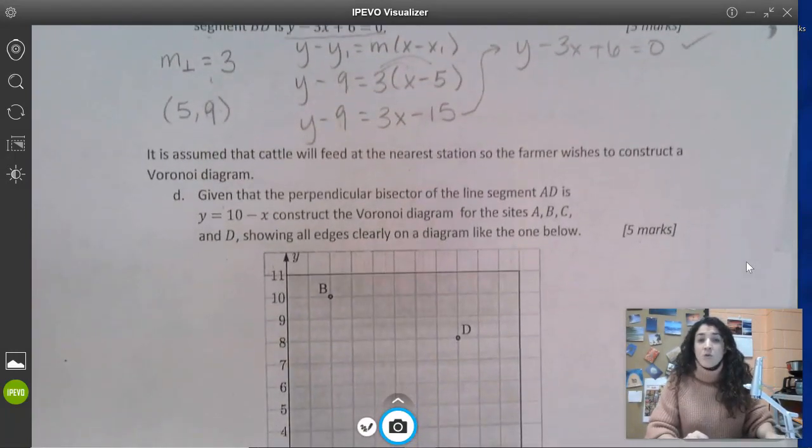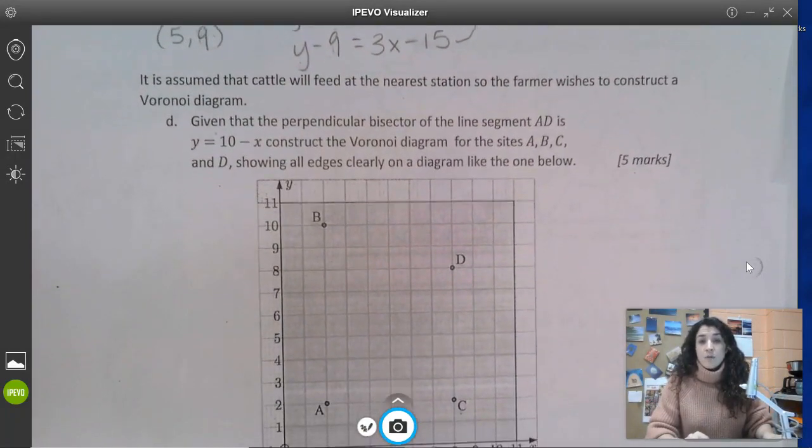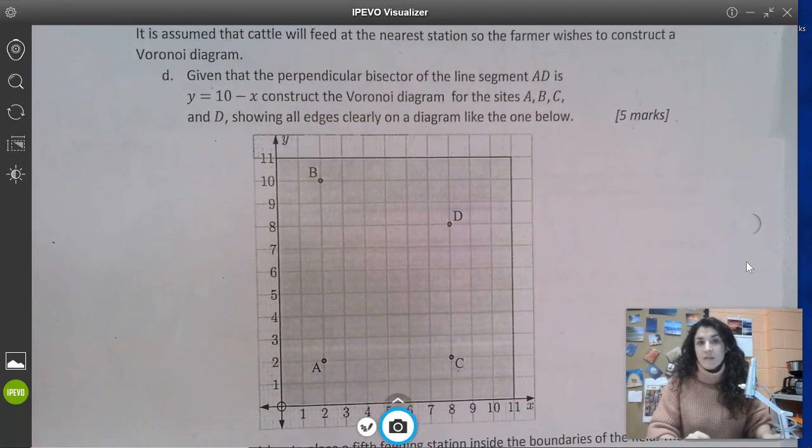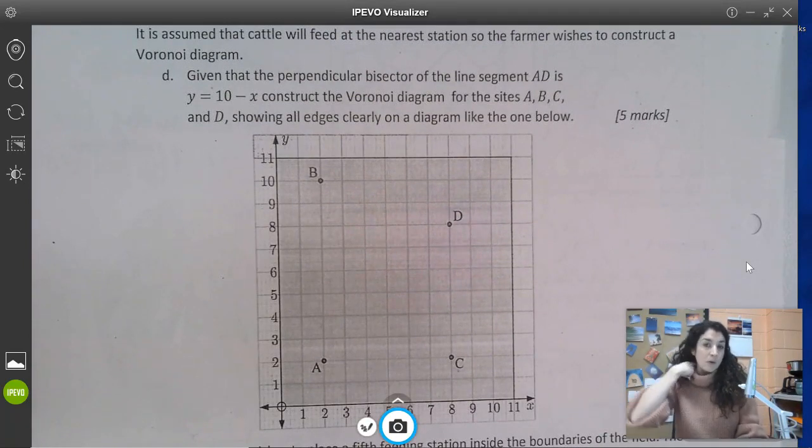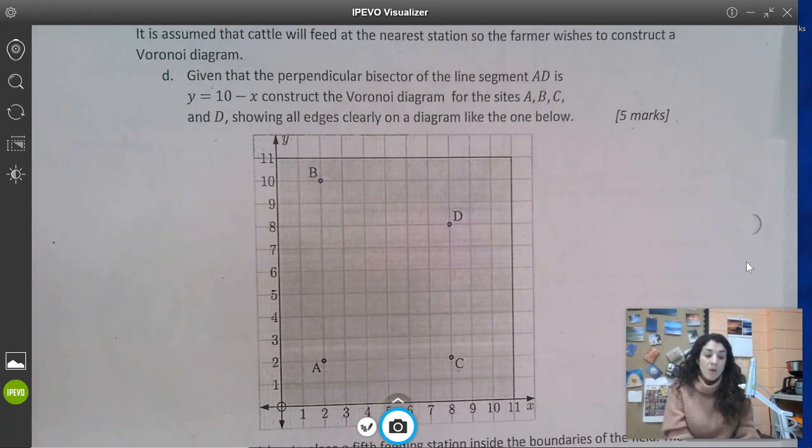It's assumed that the cattle will feed at the nearest station, so the farmer wishes to construct a Voronoi diagram. Given that the perpendicular bisector of the line segment AD is this value, or this equation, construct the Voronoi diagram for those guys, showing all edges clearly on a diagram like the one below. Okay, so it doesn't ask you to actually find it mathematically.